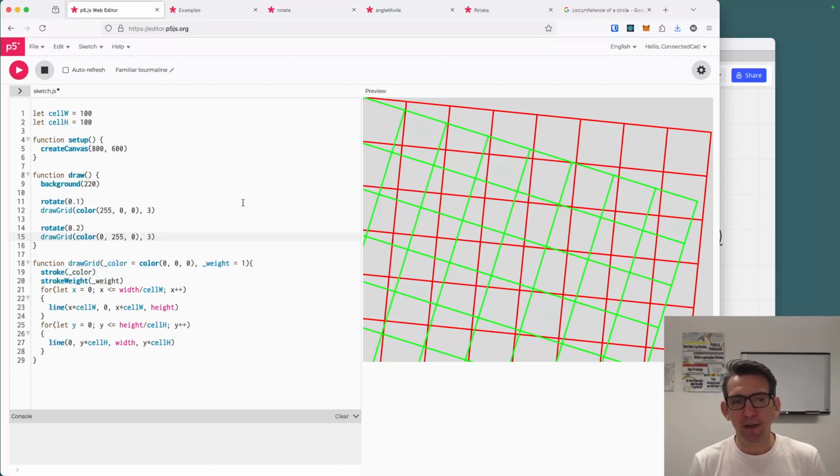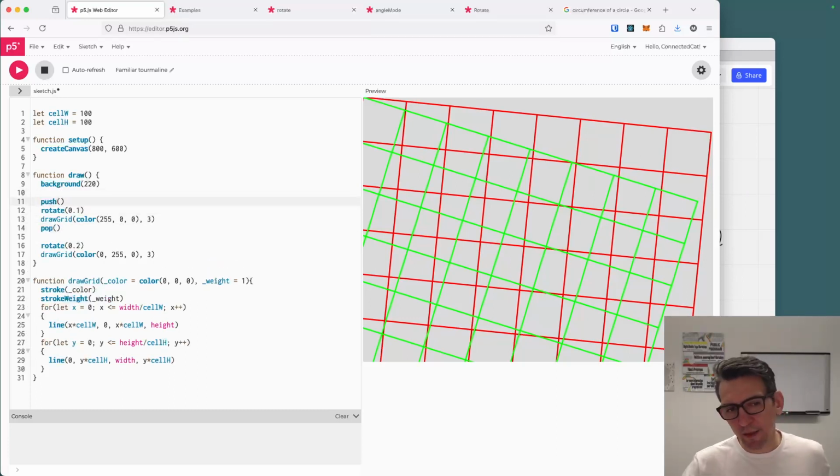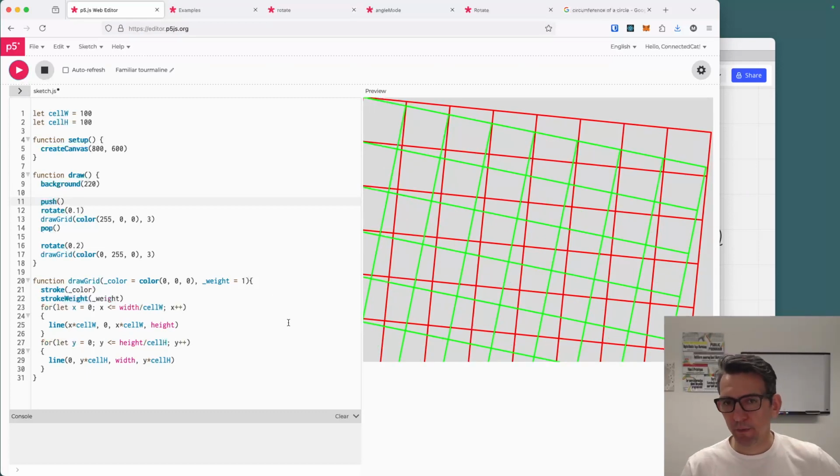So that operation is called pushing the matrix into the memory and popping the matrix from the memory, right? So we are going to apply the push function before we rotate and draw, and then we're going to apply the pop function after we're finished with the rotate, but before we proceed to the next transformation, right? So here we go. Now the green one is moved by twice the angle, right? This is closer to what we expect.